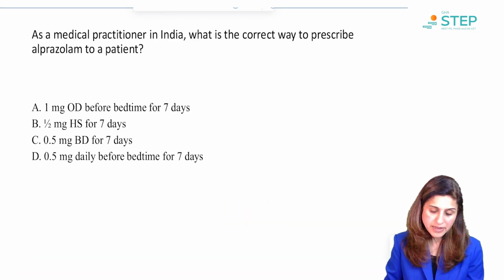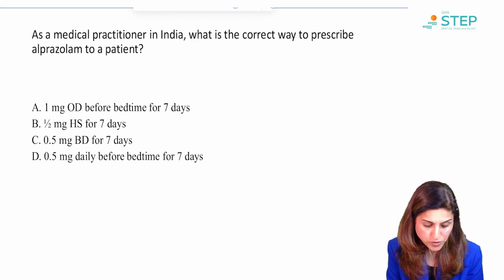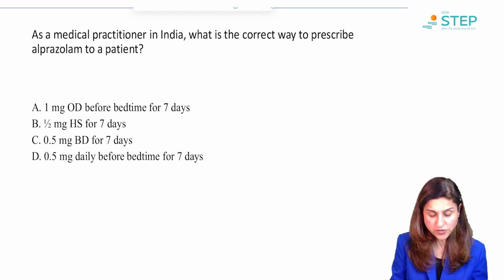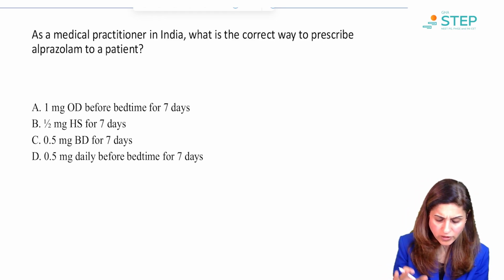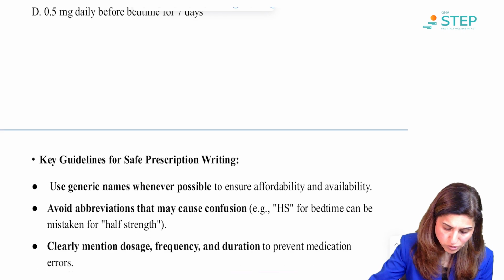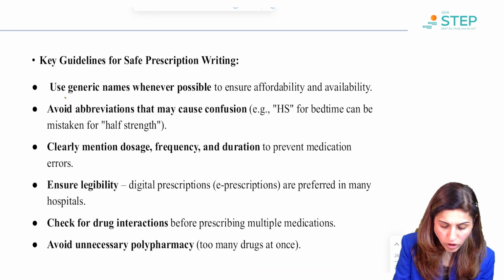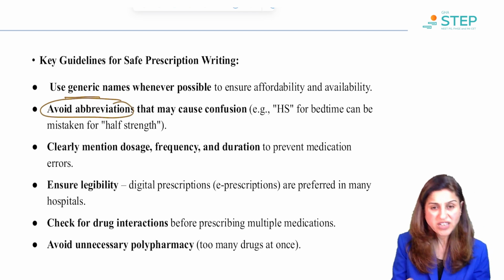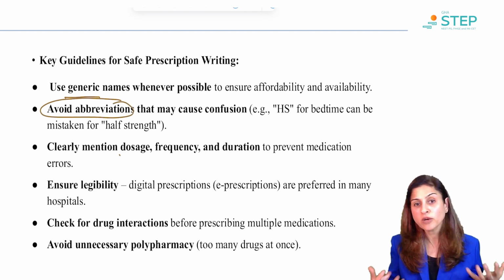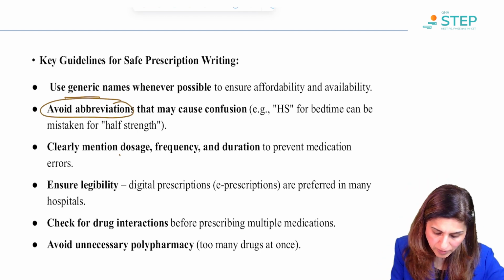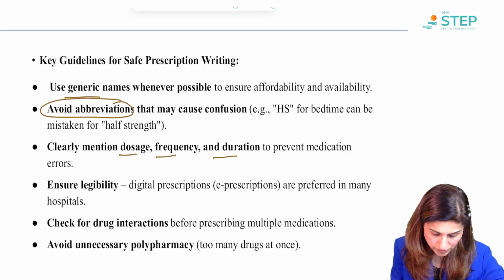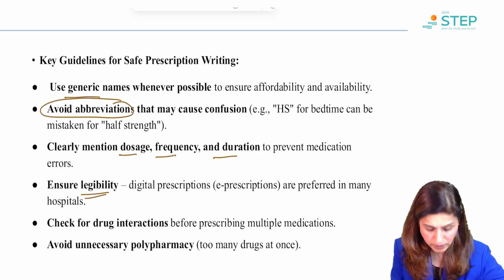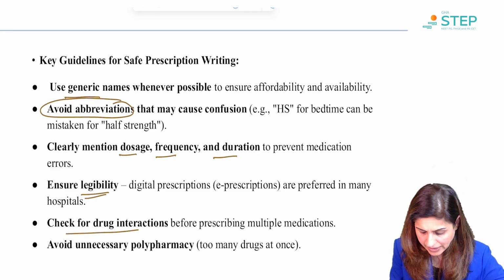Then, as a medical practitioner, what is the correct way to prescribe alprazolam to a patient? So these are different prescription methods that are given to you. So standard is, see, you follow certain rules. So first, let's come to the rules, the guidelines. Always use generic names, and you have to avoid the abbreviations. Check if there are abbreviations given, because every patient will not be able to understand. So you have to check on that. Mention the dosage, frequency, duration to prevent any kind of errors. Ensure it is legible, and check for drug interactions.